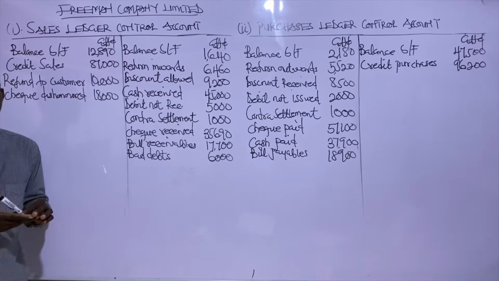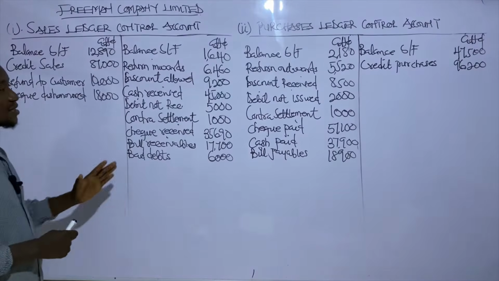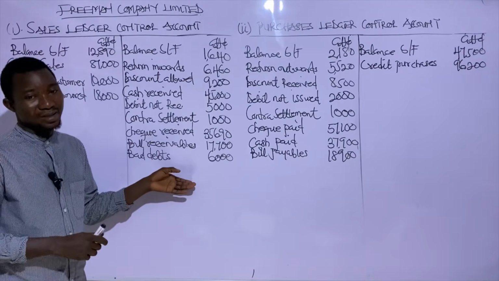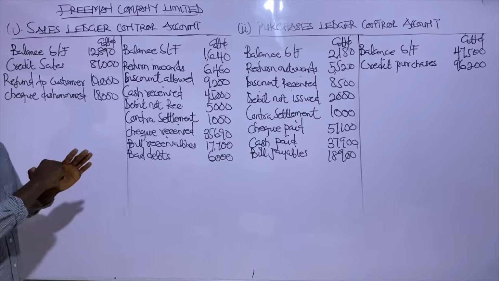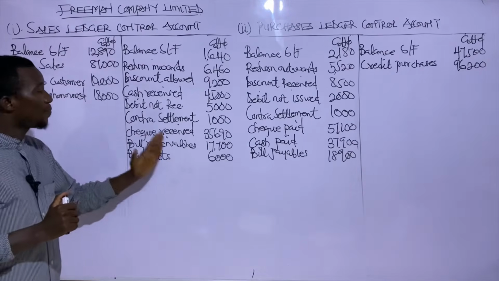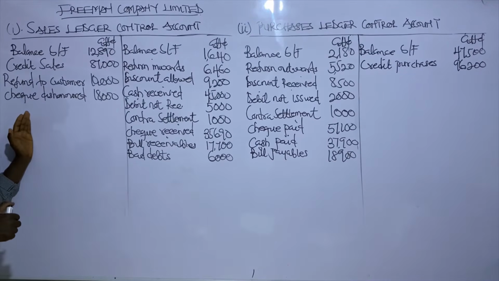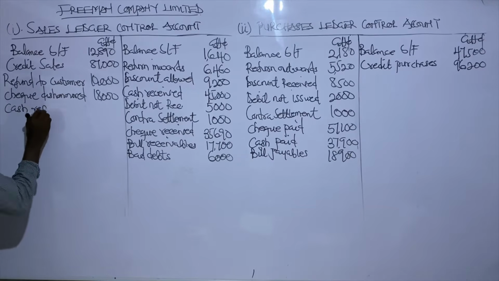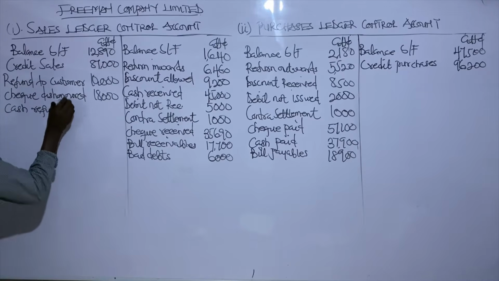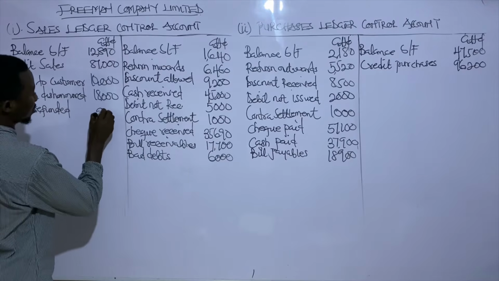Next item from the question is cash refunded to customers for damaged goods. So another cash refund. It means that the customer has made payment, but the money has been refunded because that payment is not supposed to be made. So if a refund is made, the refund will increase the customer's account. So cash refunded to customers, an amount of 9,000.